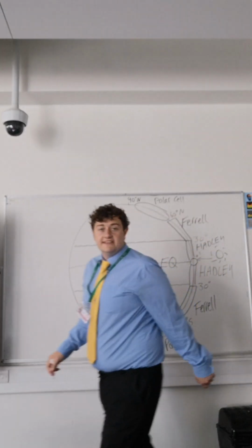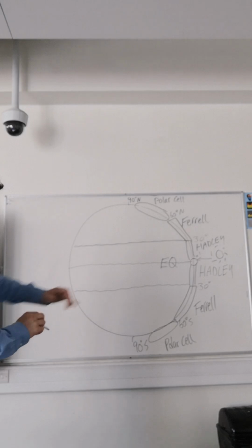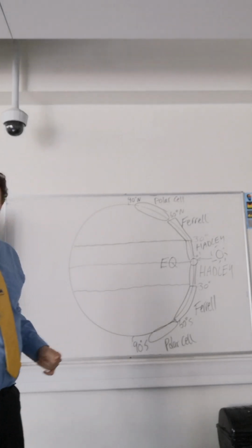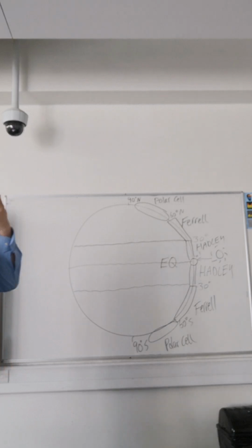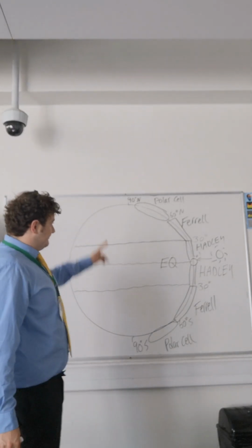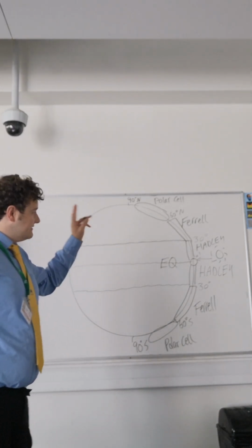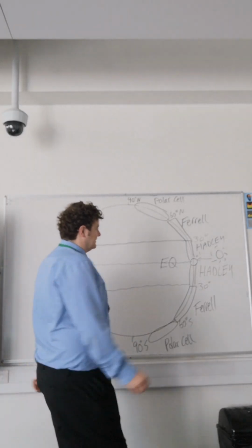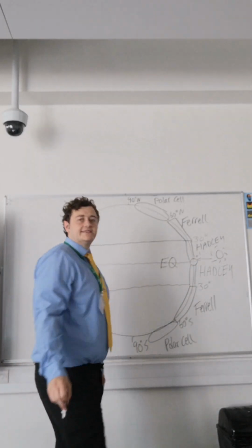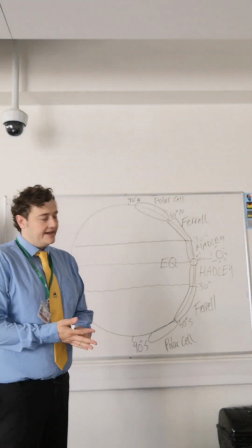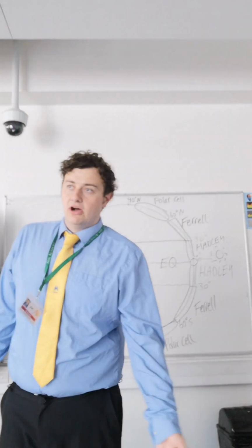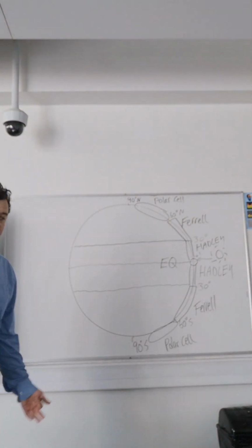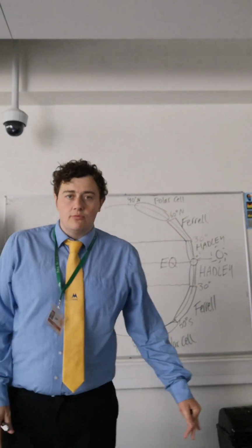So those are the three cells: Hadley, Ferrel, polar. I've drawn 6, but they're 3 different cells, north and south of the equator. 90 degrees, 60 degrees, 30 degrees, and right in the middle here, on the equator, is 0 degrees, okay? Now, this is how weather patterns emerge. This is how the climate is. This is how air moves around the world.